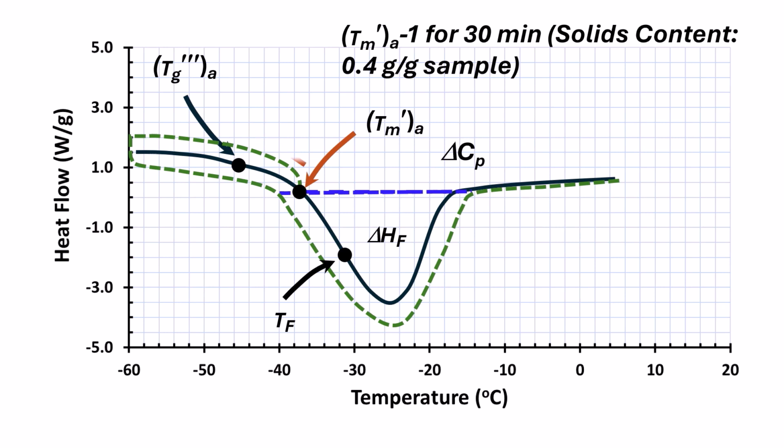This annealing condition is considered as the ultimate maximal freeze concentration condition since we use the maximal possible solids content for DSC analysis, that is 0.4 gram per gram sample. These are marked as ultimate Tm' and ultimate Tg'.